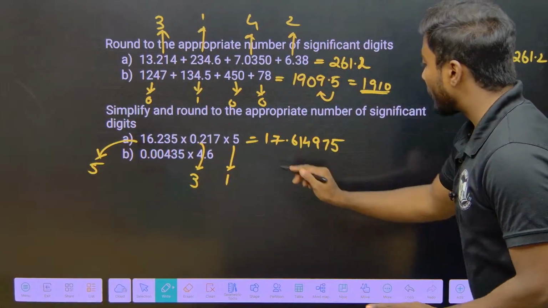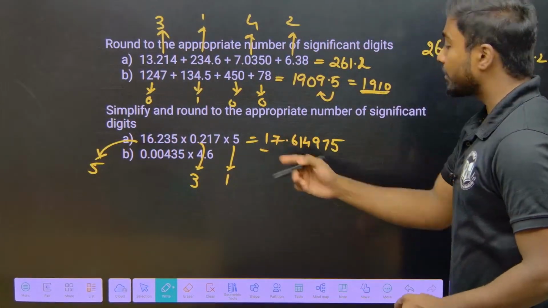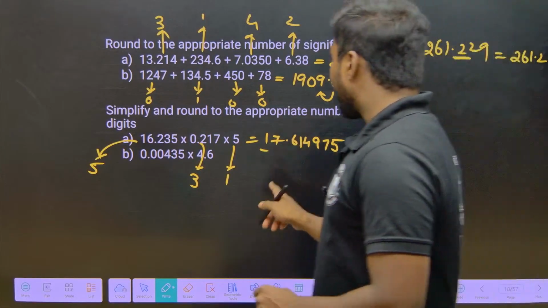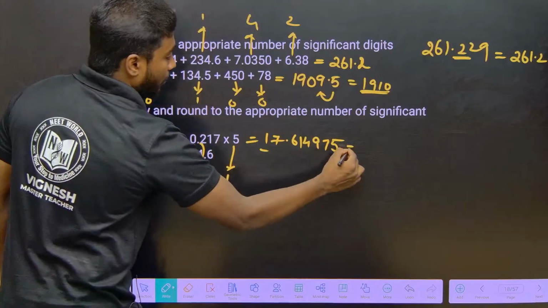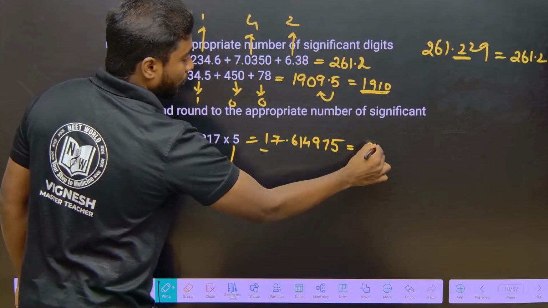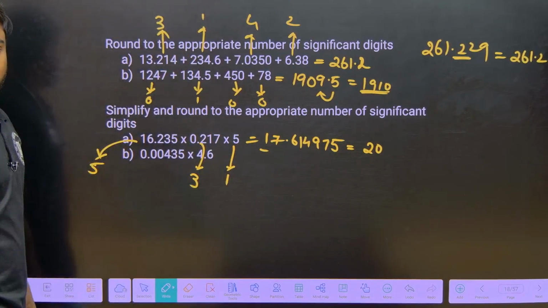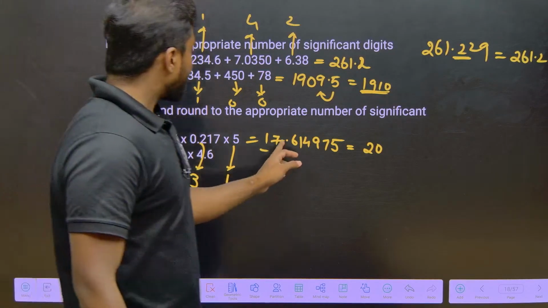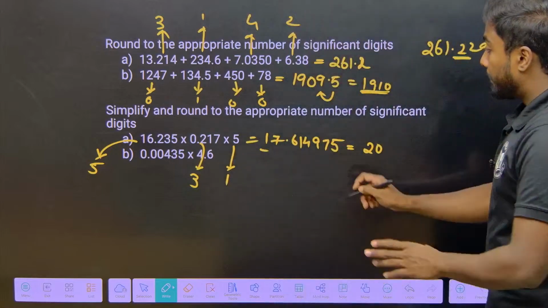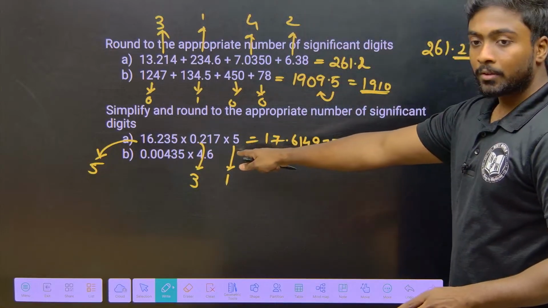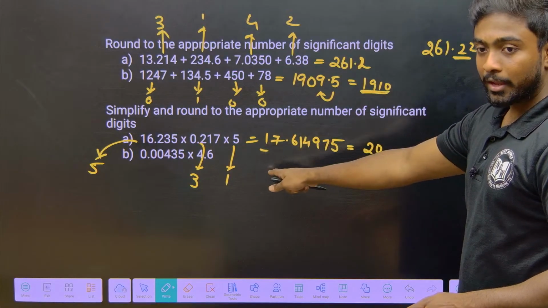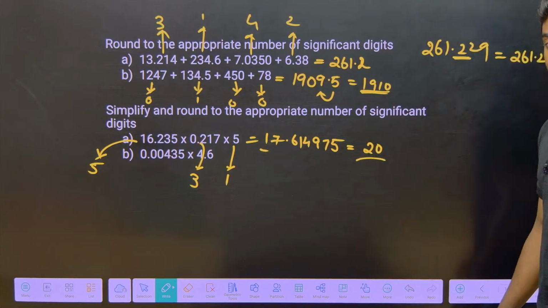What will be the answer here? Least significant should be 1. First number I can consider. The next number is more than 5. What should I do? Increase it by 1. So it is 2, 0. But what they are asking? Multiplication, least significant. So 20 is the answer.